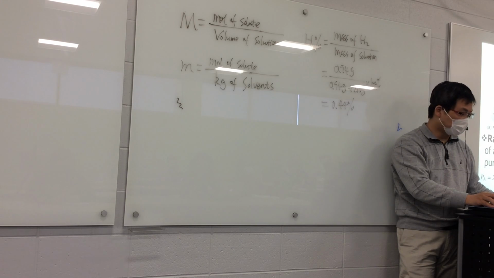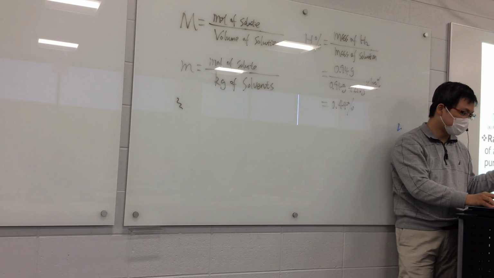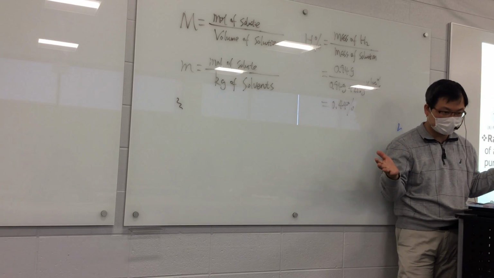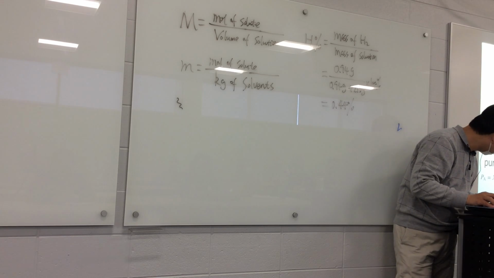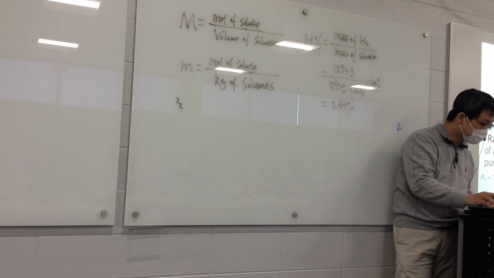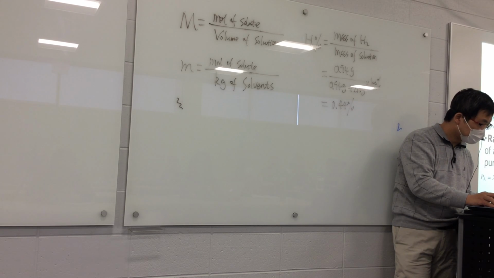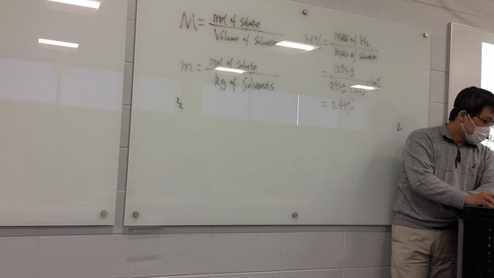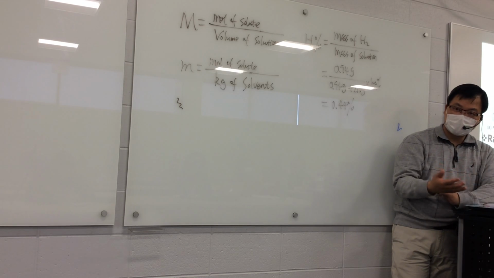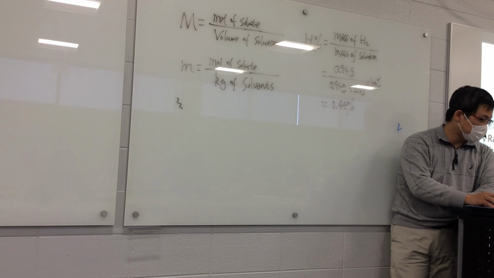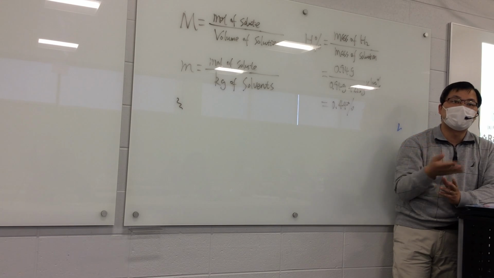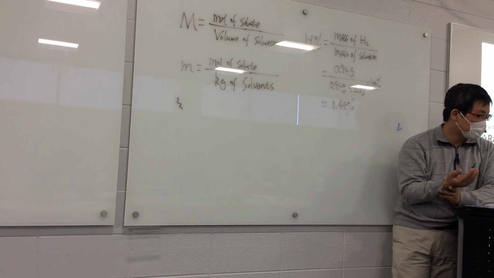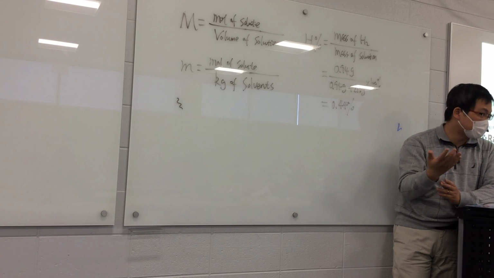So here, according to Raoult's law, the partial pressure of a component of an ideal solution equals the vapor pressure of the pure component multiplied by its mole fraction. Right? We discussed the mole fraction. So the pressure from component A equals the mole fraction of component A times what? Times the vapor pressure of pure A.